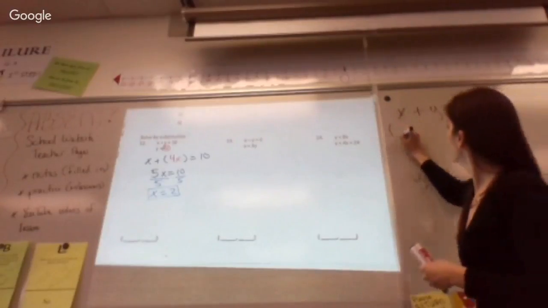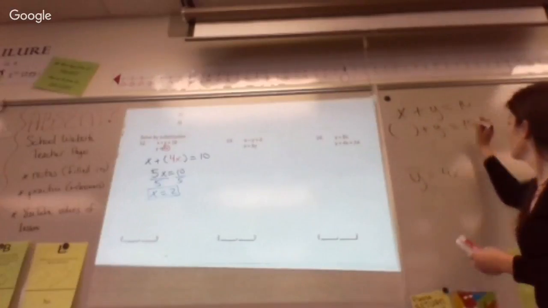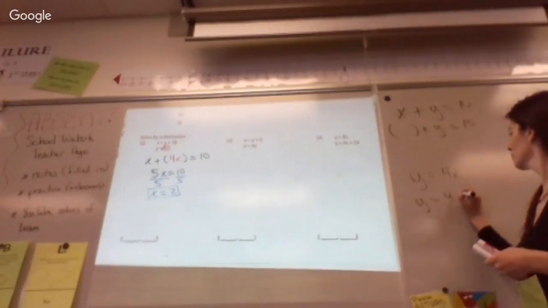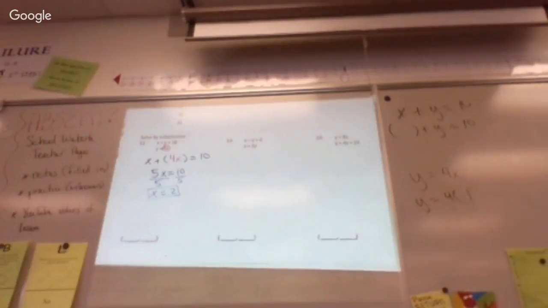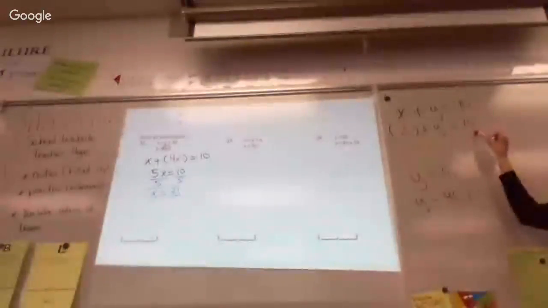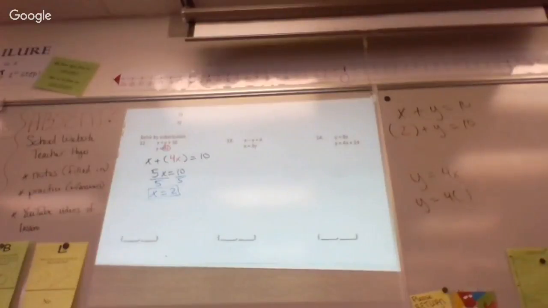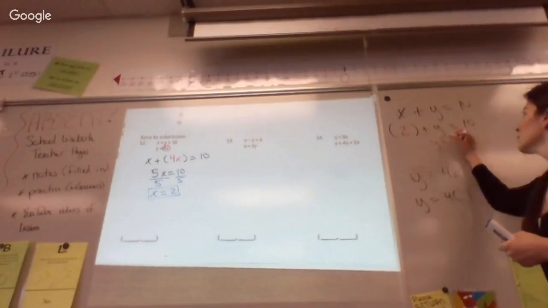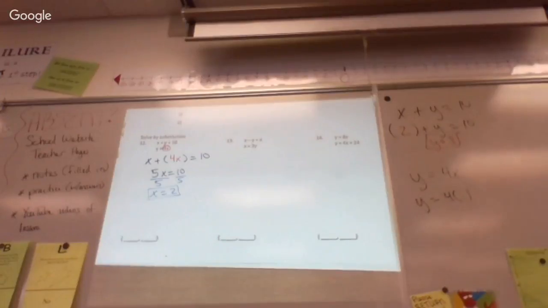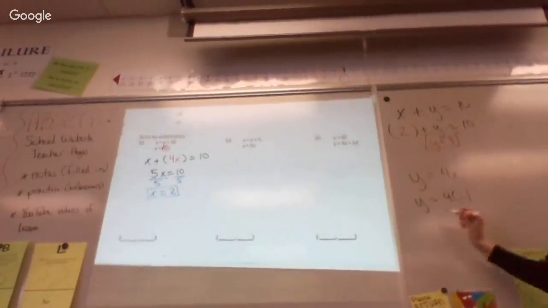So if I plug in x equals 2, and I choose the first equation, I have a little equation that I have to solve. Or you can use mental math. 2 plus what is 10? 8. So y equals 8. That's if I use the first equation to substitute it back into. If I use the second equation, 4 times x, 4 times 2, 8. Done.